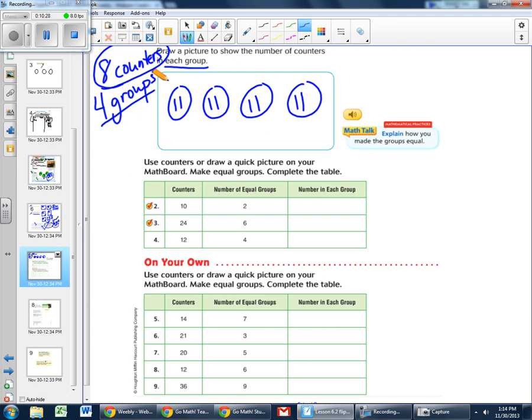8 counters, 4 groups. This tells us that 4 times 2 equals 8, which is the same as 2 times 4 equals 8. So by using our new vocabulary of knowing the opposites, and we can use the common factors, we can also know that 8 divided by 4 is going to equal 2, and 8 divided by 2 equals 4, using those same numbers.